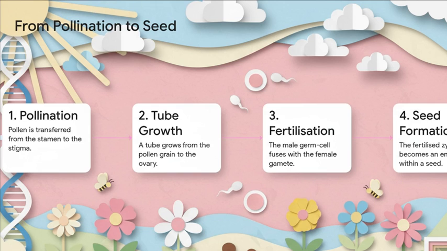So here's how it all goes down. First, you have pollination. That's when pollen gets from the stamen to the stigma. Then, a tiny tube starts growing from that pollen grain all the way down into the ovary. The male germ cell travels down this tube and fuses with the female egg cell, and that, right there, is fertilization. The new cell, called a zygote, then starts developing into an embryo, which is kept safe inside a seed.